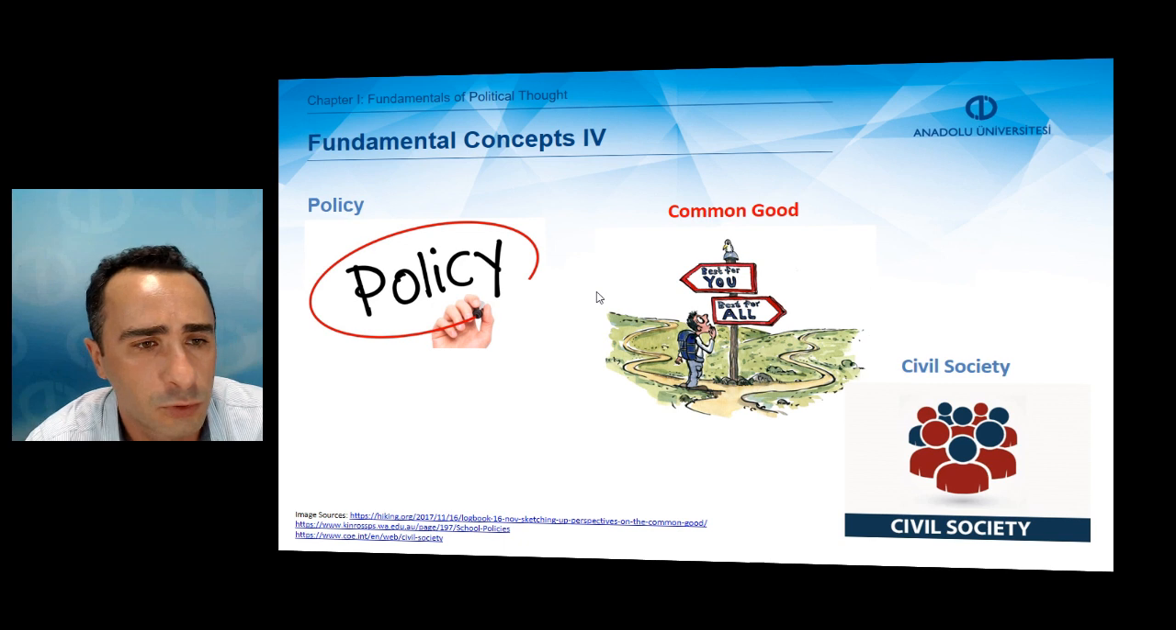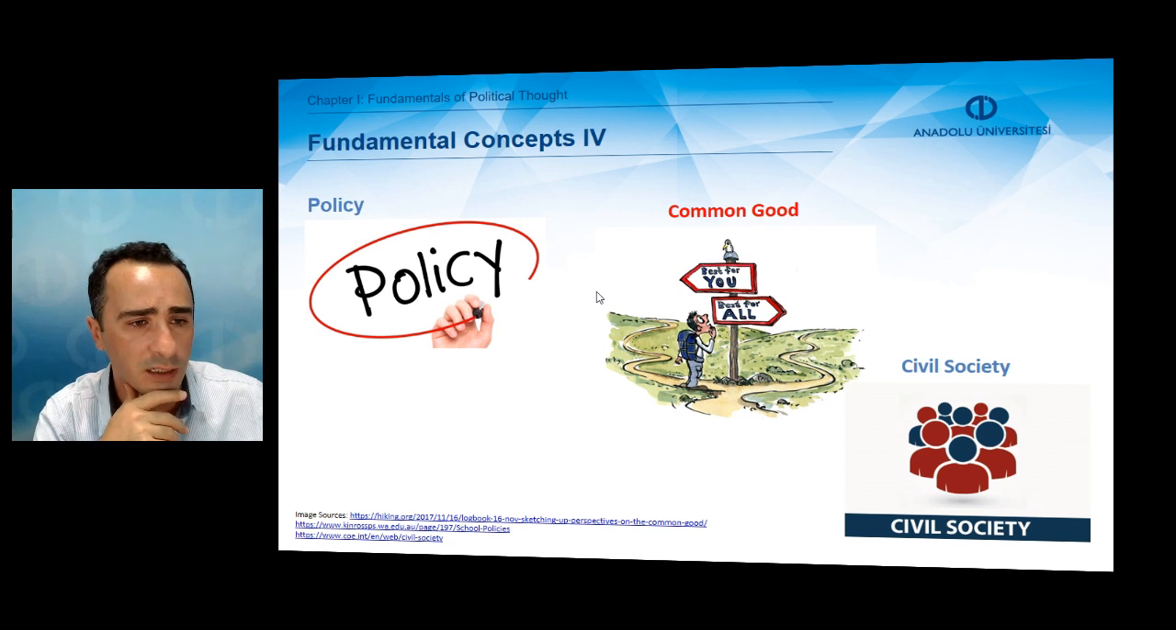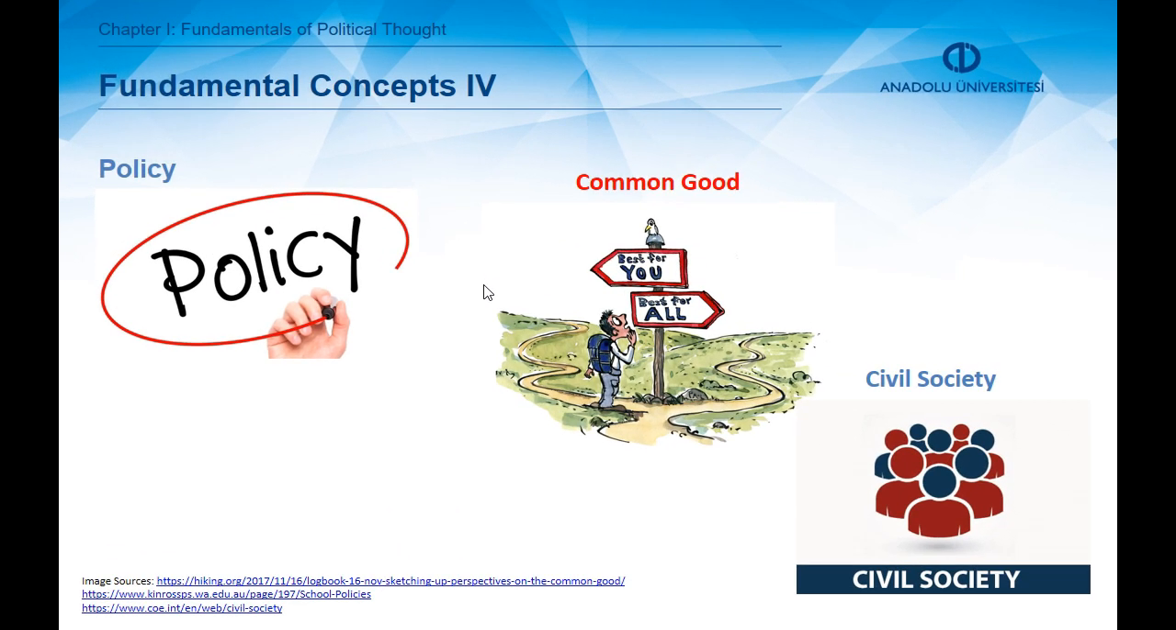Moving to the fourth cluster of the foundational concepts in political thought, we encounter three concepts: policy, common good, and civil society. The term policy primarily refers to the outcome of the struggle over resource distribution. It means the way that governments address social and political problems to achieve their goals. The term common good, on the other hand, refers to a shared vision of what makes life good. It can be considered as an answer to the question of what the benefits of society are.